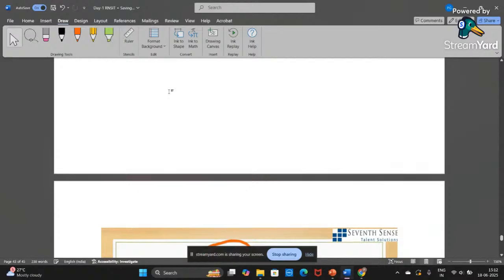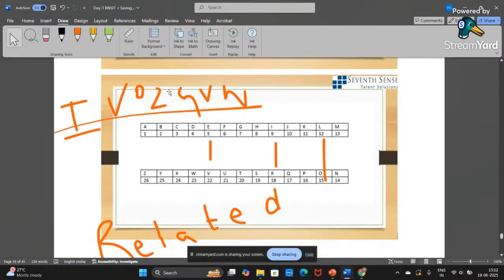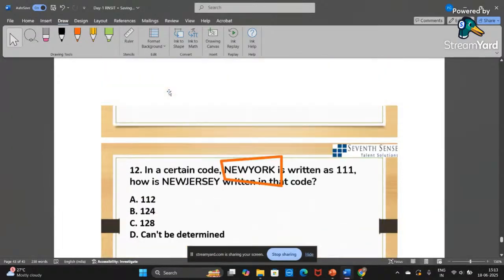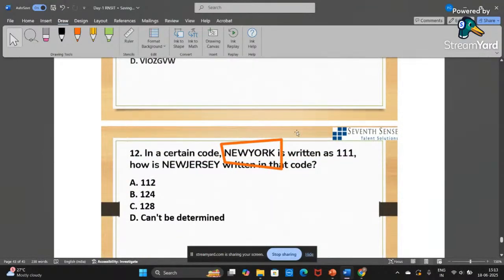For Y it is 25. And for O it is 15. For R, take the values from the table and check. Adding all this we get 111. Okay, now we got the logic behind this one. Now the same logic needs to be applied for this. What is the N value? It is 14. E is 5. W is what?